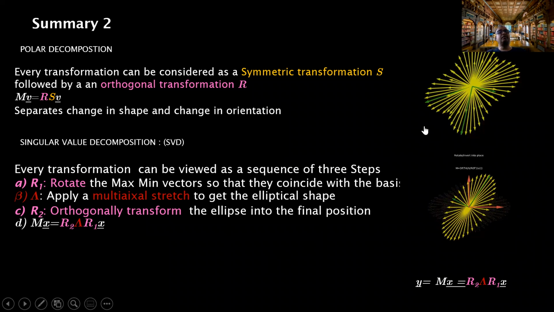For all of this, the min-max vectors are the most important. The major axis of the ellipse and the minor axis of the ellipse are the most important. I hope you got a basic idea of what different transformations are about. Thank you very much.